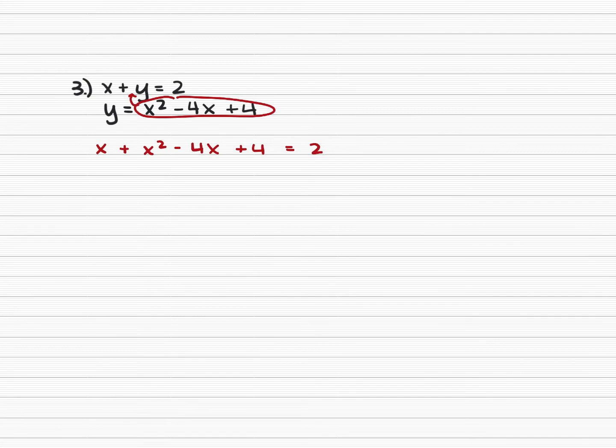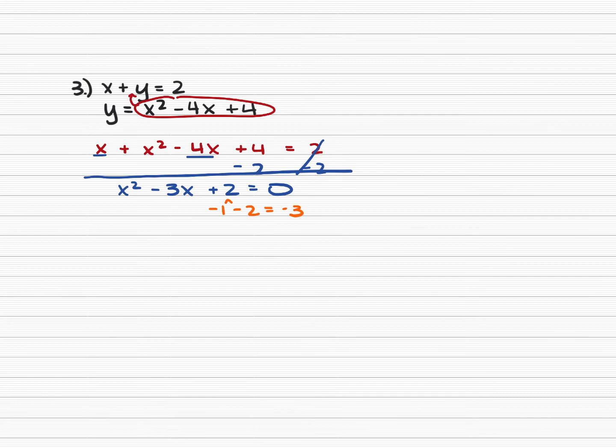We have an x squared. Combine your like terms on that same side and move that 2 over. To move the 2 over, we're going to subtract it from each side. The x and the negative 4x are like terms, so we're also going to combine that. So we're going to have x squared minus 3x plus 2 is equal to 0. Your factors of 2 that add up to be negative 3 are negative 1 and negative 2. So this is going to factor to be x minus 1 times x minus 2 is equal to 0.